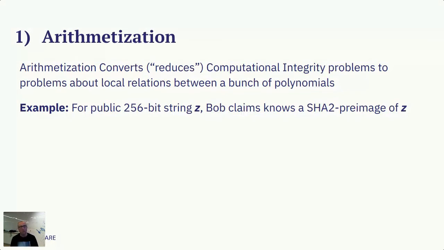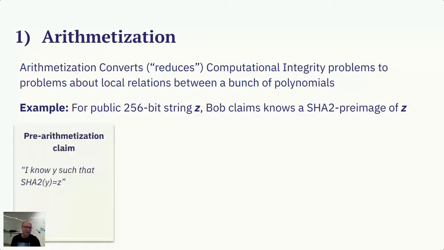So for example, suppose the statement you want to make is about a public 256-bit string Z that everyone sees. This is some hash. Bob claims that he knows a pre-image of Z. This is a very basic kind of computational statement, very combinatorial or computational in its phrasing. This is something that programmers deal with all the time.